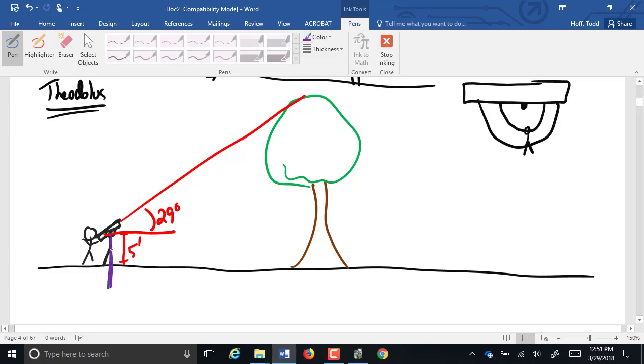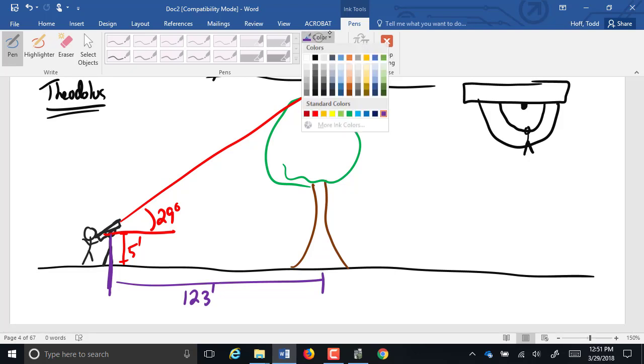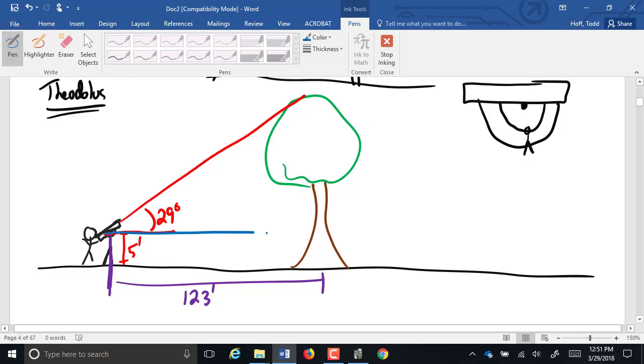Jasper also measures from the base of the theodolite to the center of the trunk of the tree is 123 feet. How tall is the tree? Well, we need to first find our triangle. There's our right triangle right there. This is also 123 feet. This is not H. We're going to call that X. Why isn't that H? You got to add 5 feet to it to get H. You got it.